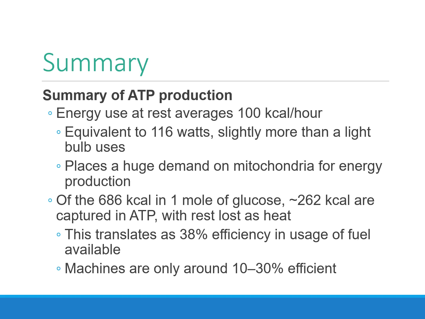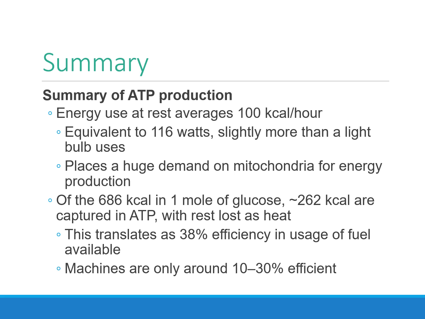So here's the important thing. I want you to understand those other details, but here is what you want to make sure that you know about the summary of your ATP production. Energy use at rest, in other words, when you're just sitting there, averages approximately 100 kilocalories per hour. That's equivalent to 116 watts, which is basically a 100-watt light bulb. So just sitting there, doing nothing, uses about 100 calories an hour.